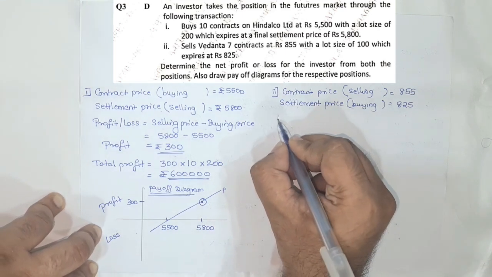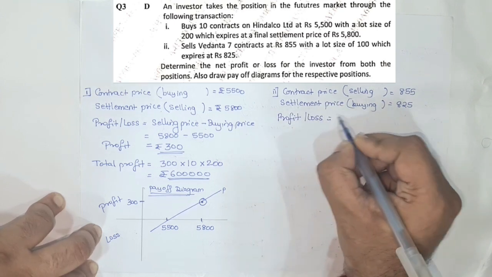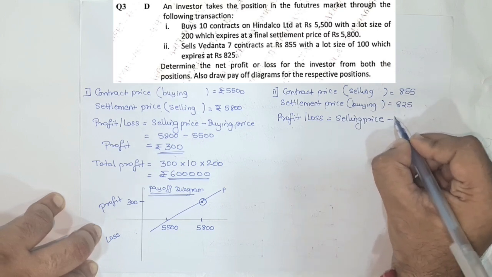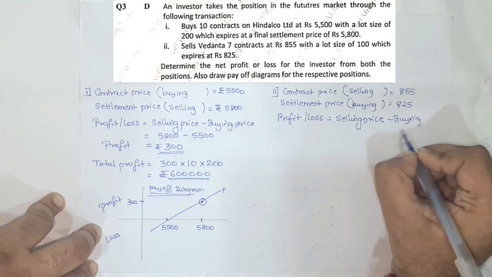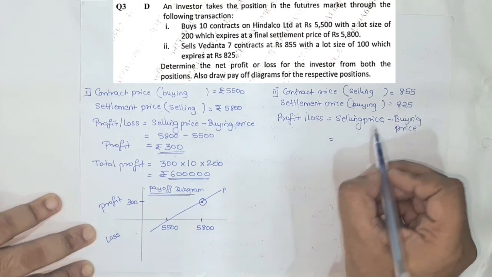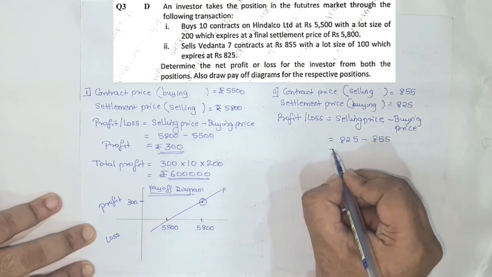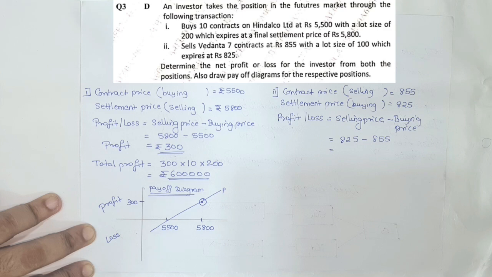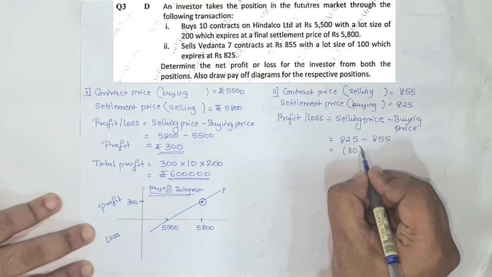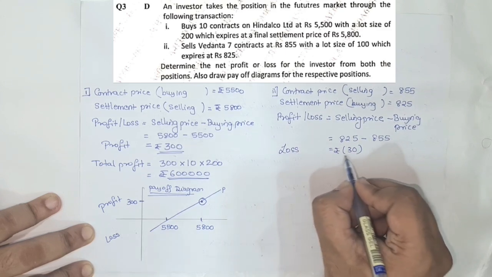So the formula remains the same for profit or loss: selling price less buying price. Selling was 825, buying was 855, so now there is a negative value. On the calculation 825 minus 855, we get negative 30. So negative 30 is nothing but a loss in this case. A loss of rupees 30.